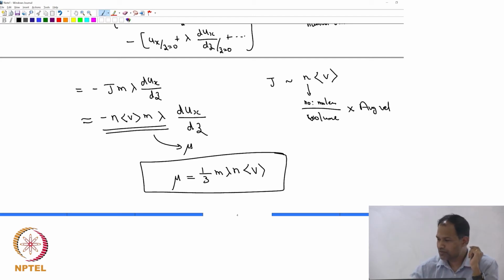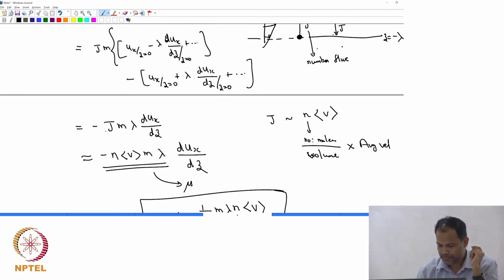There is a 2 that comes, is it, because you are adding two things. Yeah. Anyway, it is a wrong prefactor.